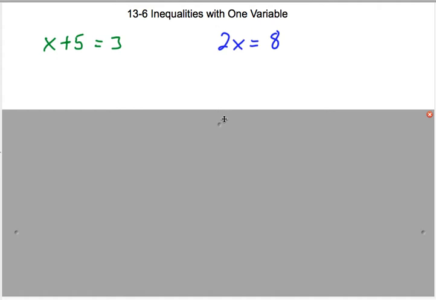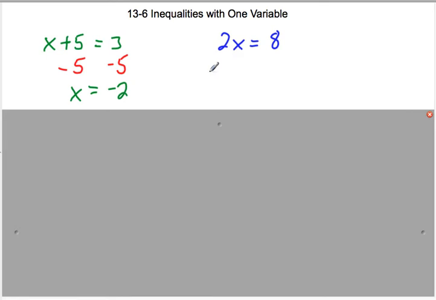Hello, in this video we're going to talk about inequalities with one variable. We're going to start off with some stuff that you'll probably remember because it's pretty simple and we use it pretty often. Imagine you have this equation here, x plus 5 equals 3, and you need to solve it. To isolate that x variable, you're going to subtract 5 from both sides, and you'll get x equals -2.